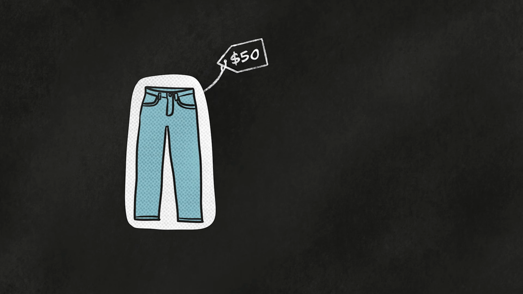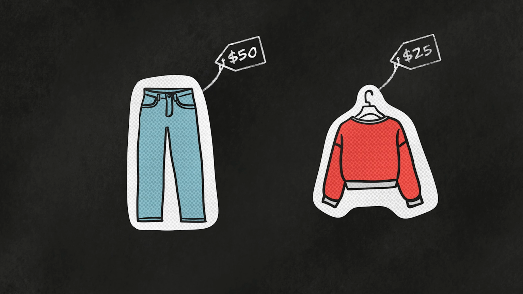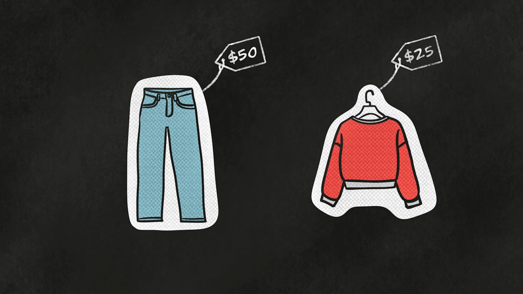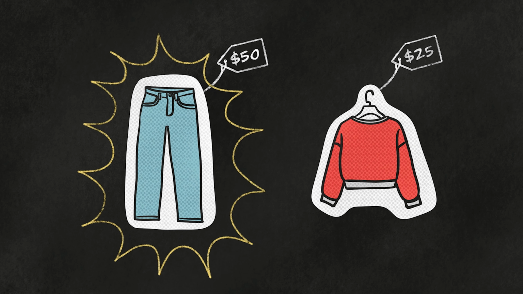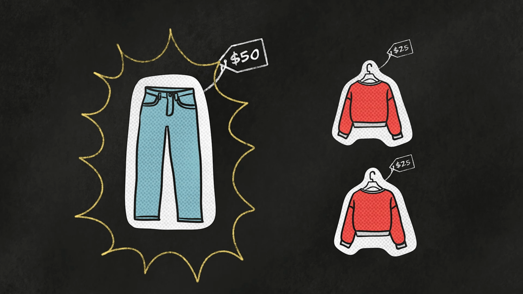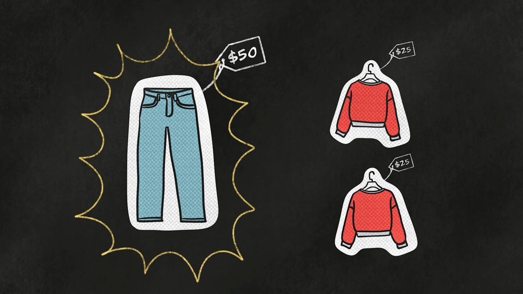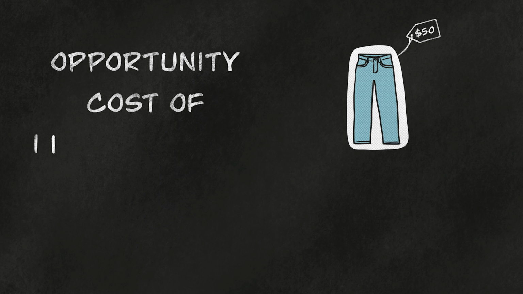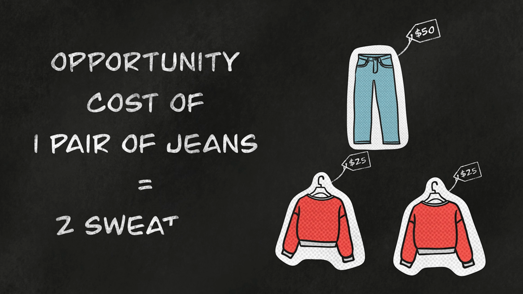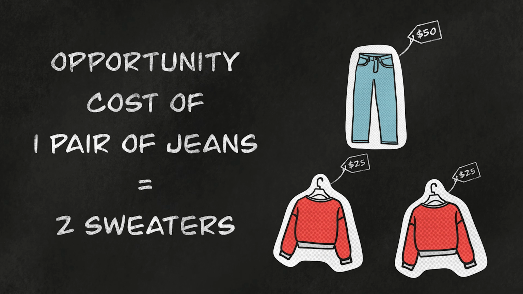Say a pair of jeans costs $50 and a sweater costs $25, and you purchase the jeans. We then know that you like those jeans more than you like two sweaters. So if the sweaters are your next best alternative, we can say that the opportunity cost of buying a pair of jeans is two sweaters. So when considering prices, you must consider the prices of goods you want, along with the prices of all other available goods. And the relative prices of goods determine what you give up when you purchase something.